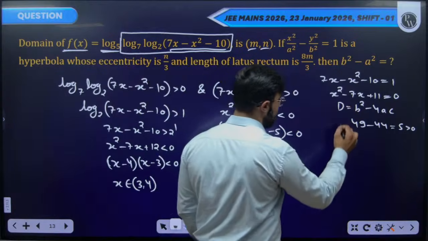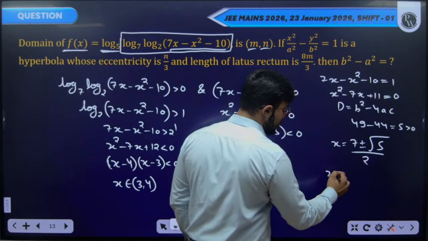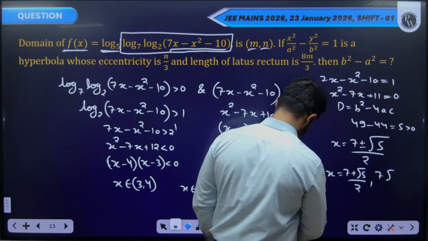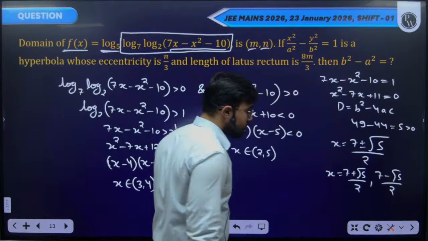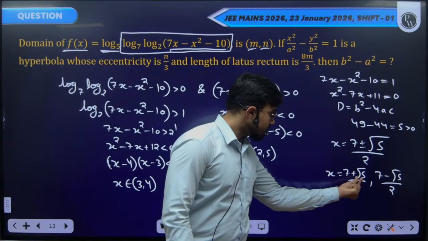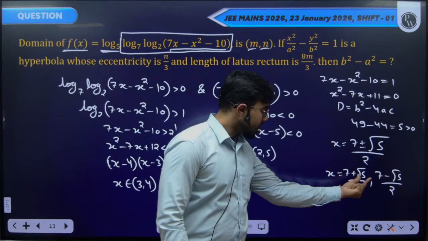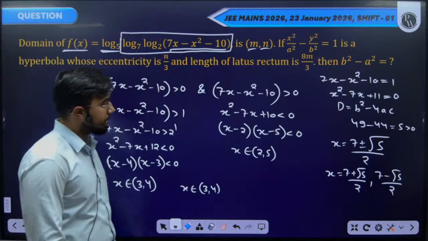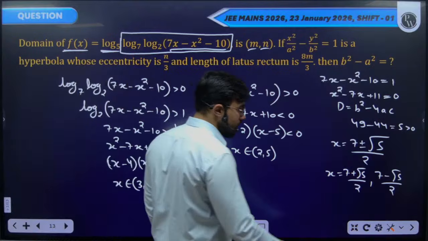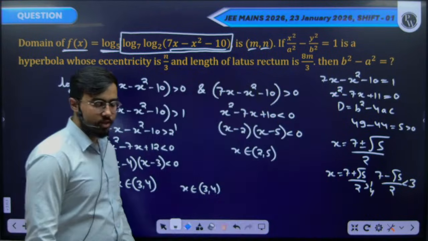Check it once. So find the value of x: 7 plus minus root 5, upon 2. So x equals (7 plus root 5) by 2 and (7 minus root 5) by 2. Can it be between 3 and 4? This is 9 point something, and 9 point something by 2 is greater than 4. What about the other one, (7 minus root 5) upon 2? I think it is less than 3. So this value is less than 3 and that value is greater than 4. So both these values don't lie in this interval.